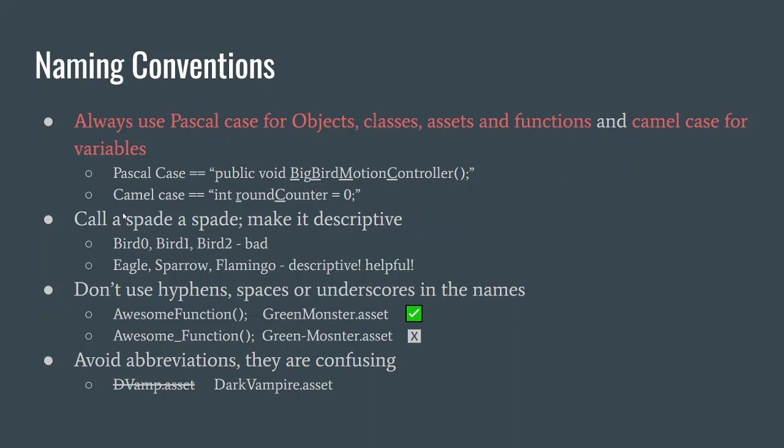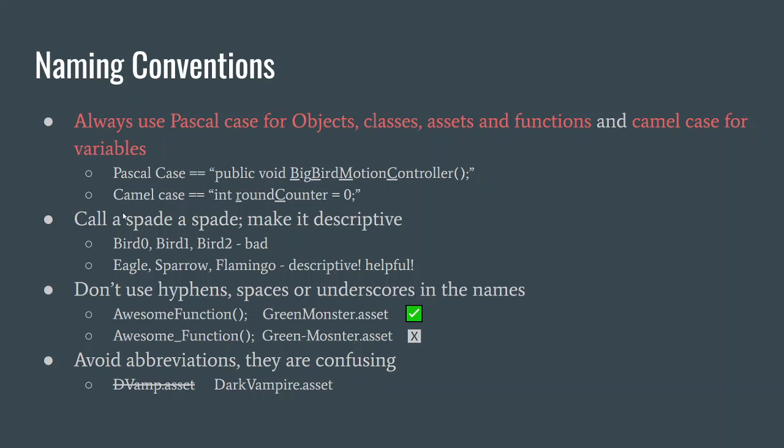So in this case, a function doesn't have any underscores. That's good. This green monster.asset, that's good. Putting underscores in function names, I have never seen that done. Or dashes in the name of assets, you really shouldn't do it. It just makes everything look a bit lopsided.